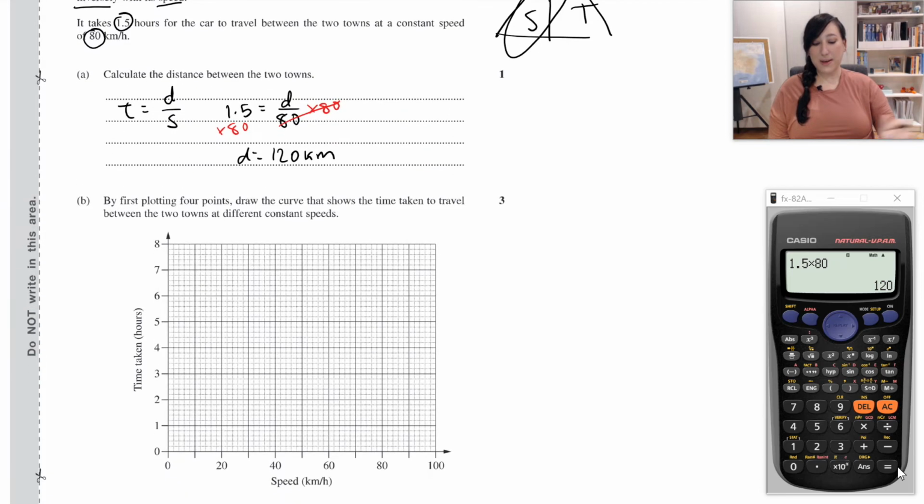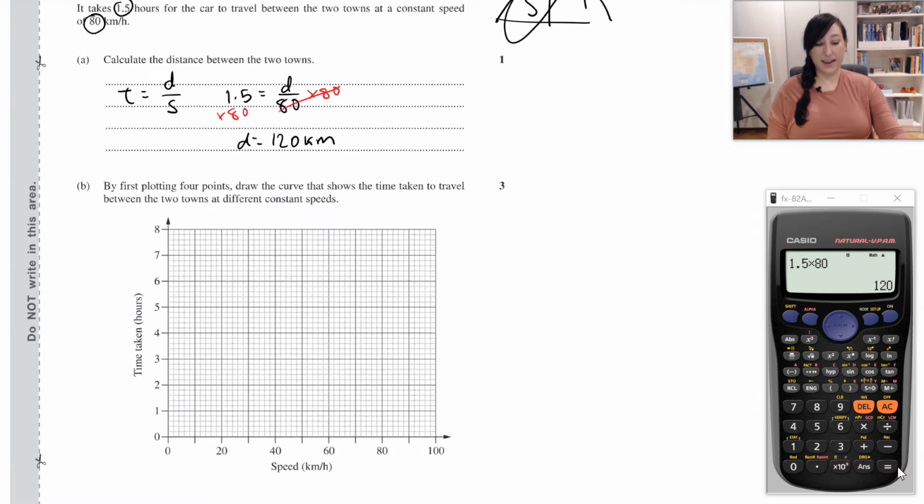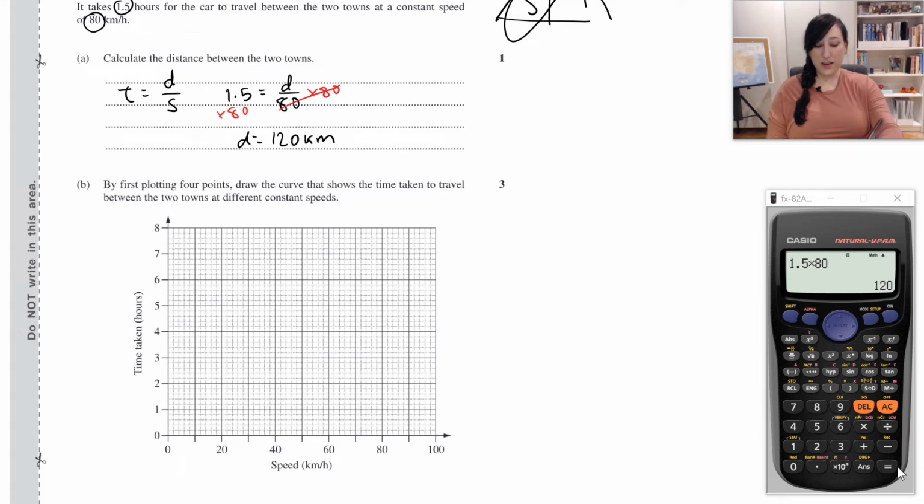Okay, part B says, by first plotting 4 points, draw the curve that shows the time taken to travel between the two towns at different constant speeds. Okay, so we need to pick a few different values for speed, get the time taken, and plot those as points. So let's check what we get when we travel 20, 40, 60, and 80 kilometers per hour. We could pick pretty much any speed we want to, but these four would be really easy to graph.